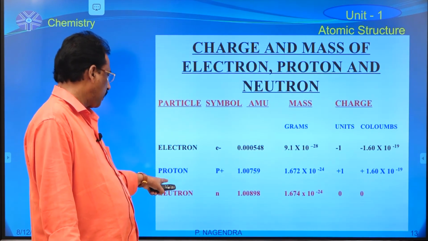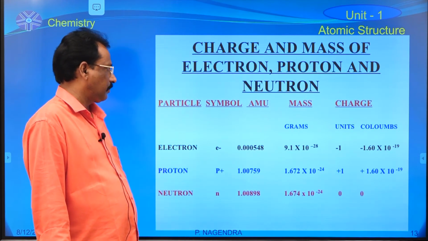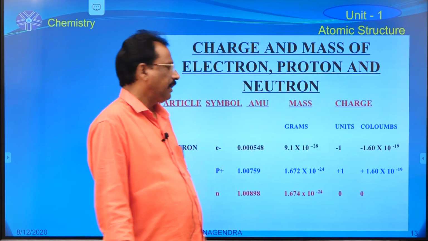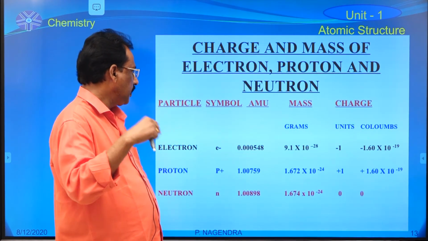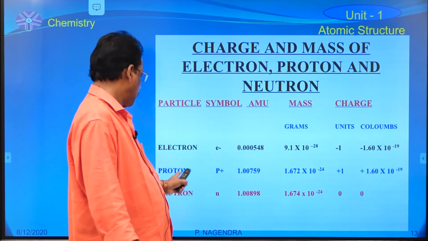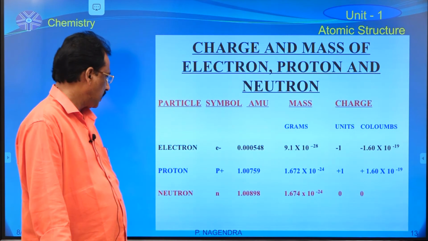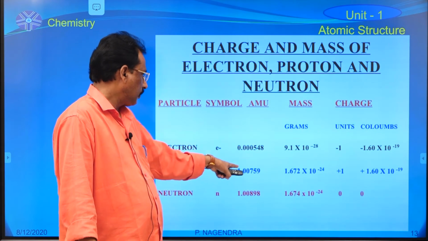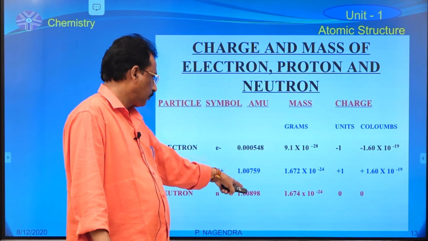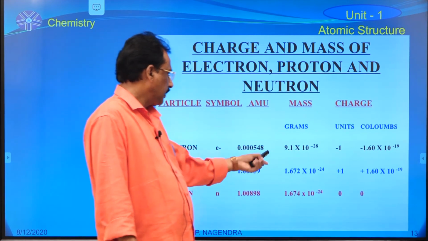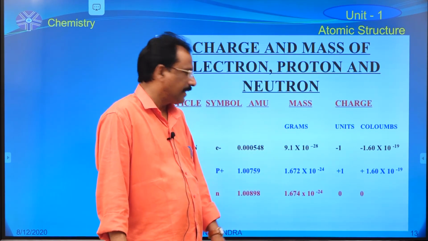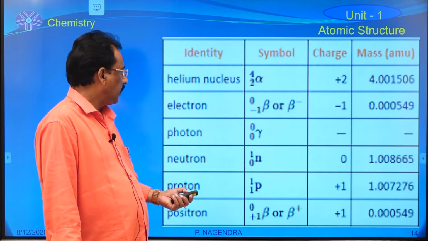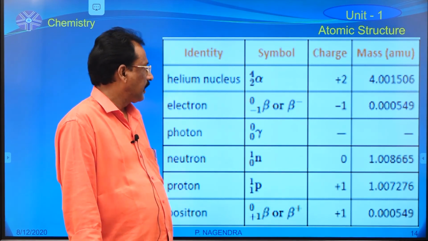And a very important point: the neutron is a neutrally charged particle, that's why its charge is 0 and the e by m value is also 0. So 0 by anything is equal to 0. Another important point is that the neutron mass is slightly more than the proton mass. See here, 1.00759 for the proton, and 1.00866 for the neutron. In grams, the proton is 1.672 into 10 power minus 24 grams, and in the case of the neutron its value is 1.675 into 10 power minus 24 grams.